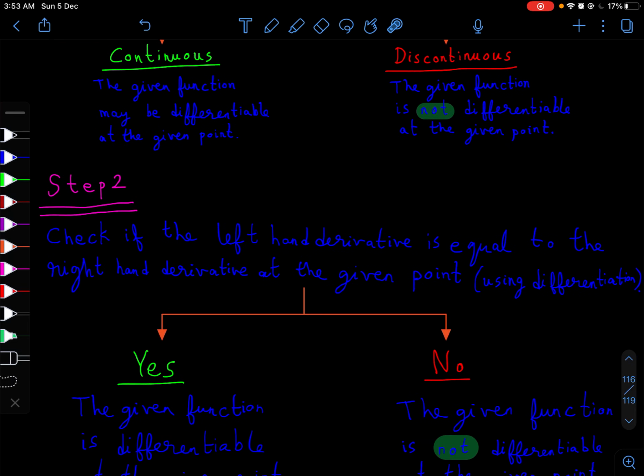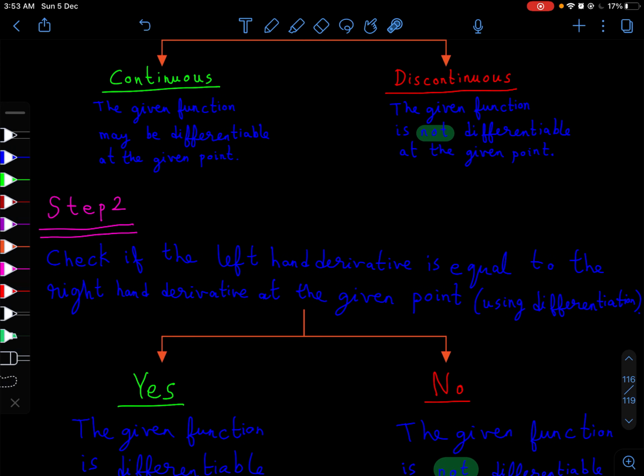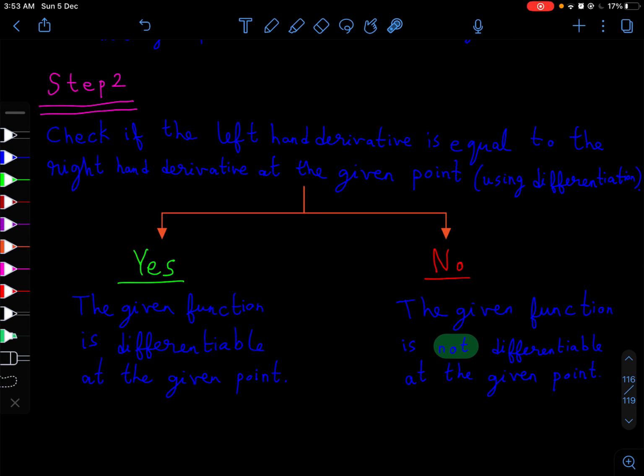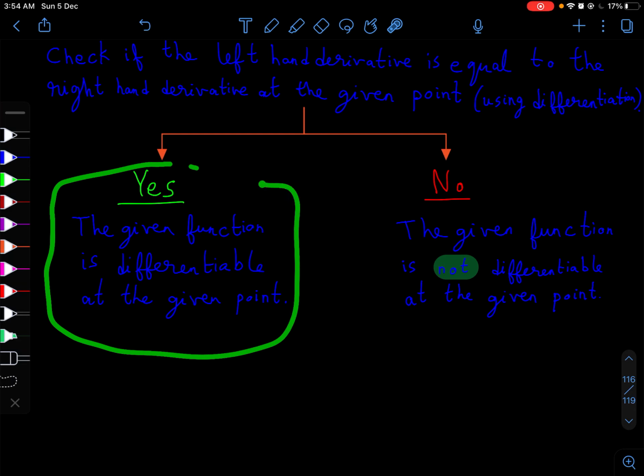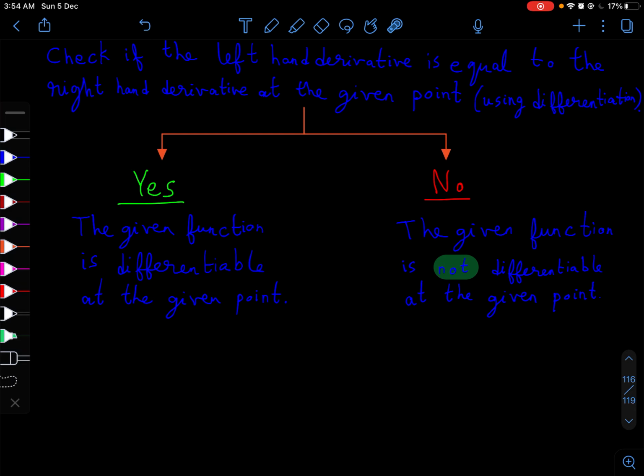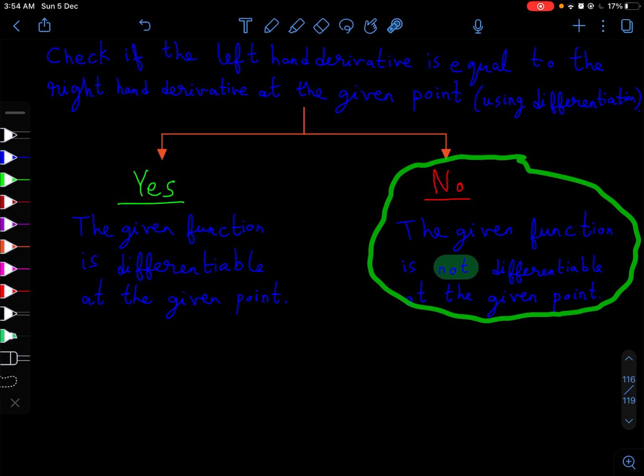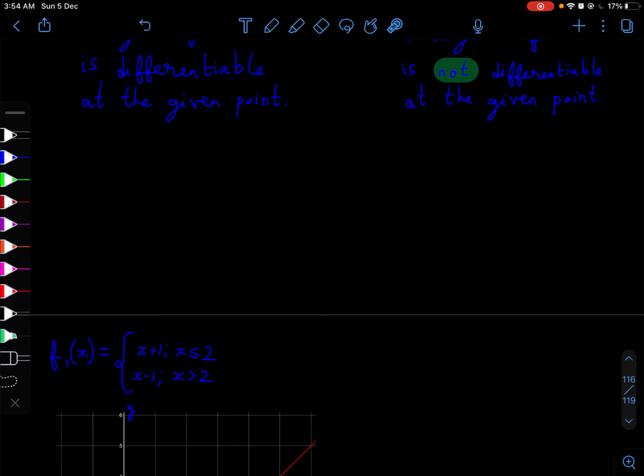But if it was continuous, then we check with the derivatives, because even though a function is continuous, it may or may not be differentiable at that point of continuity. So here we check if the left hand derivative is equal to the right hand derivative at that given point, using differentiation. If it is, then the given function is differentiable at the given point. If the left hand derivative is not equal to the right hand derivative, then the given function is not differentiable at the given point.